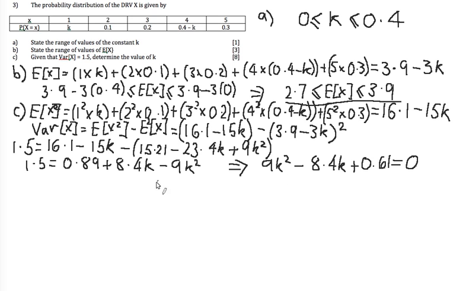Okay, so at this point, having rearranged, basically I've added 9k squared to both sides, I've subtracted the 8.4k from both sides, and I've subtracted 0.89 from both sides. And all I've done is then written that out here. Now I've got a quadratic here. This doesn't look like it's going to factorize, so what we're going to have to do is use the quadratic formula to solve this.